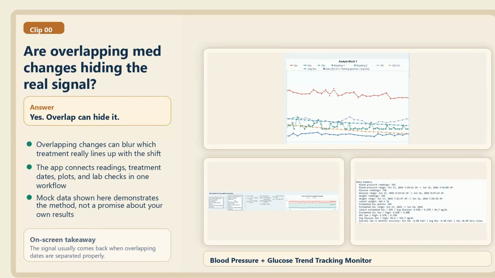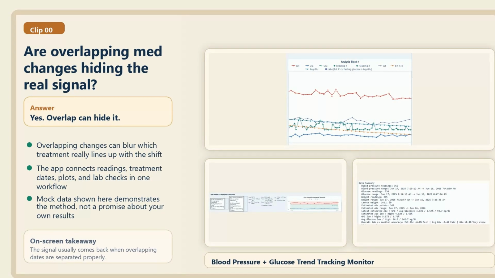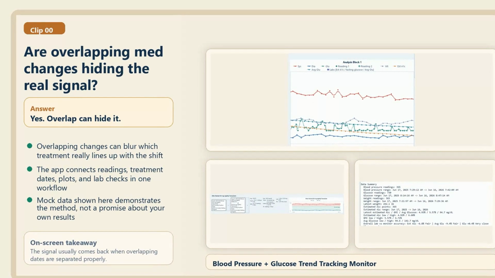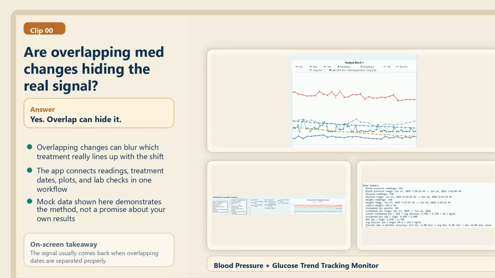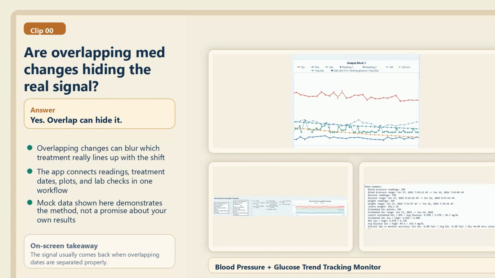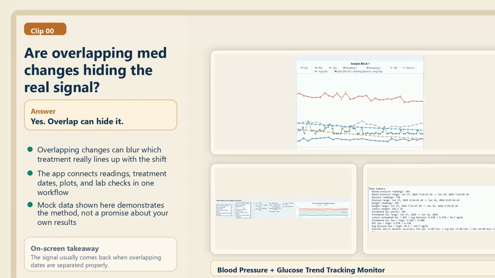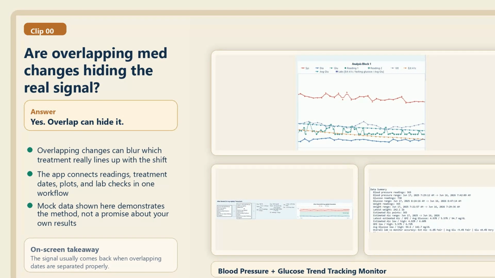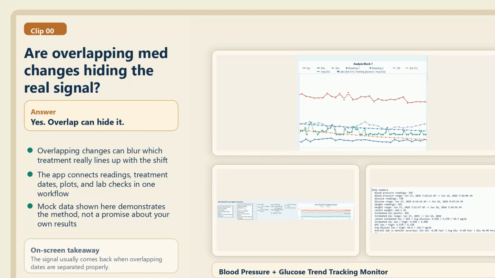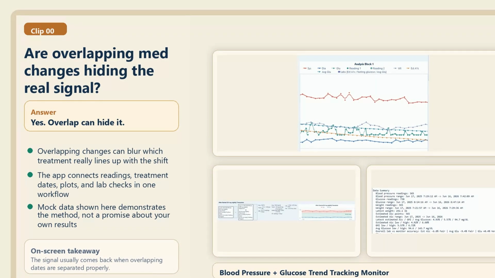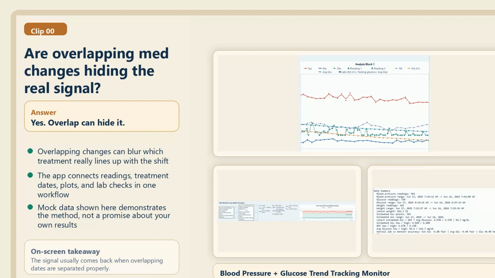The screen examples in this video use the 1-year mock data file included with the app by Werner Tools and Chris Werner, so what you see here is a workflow demonstration, not a claim about your own medical record. The app's role is to pull blood pressure, glucose, weight, lab results, and dated medication events into one review so overlapping changes become visible instead of blurred together.